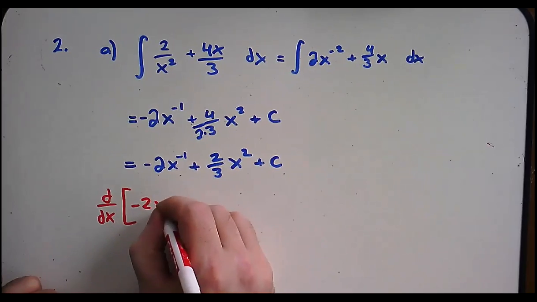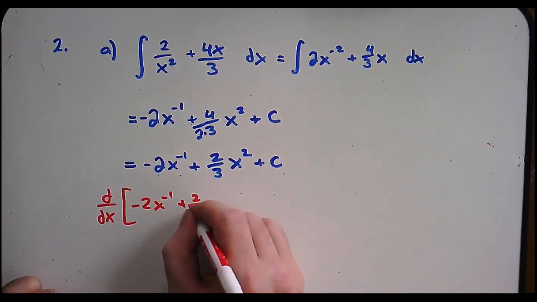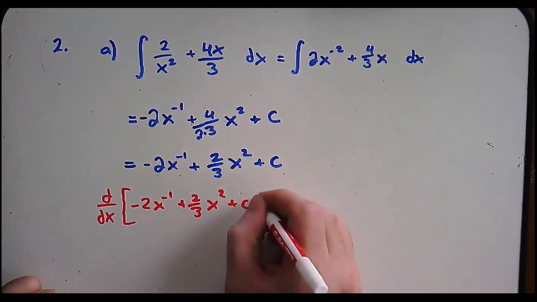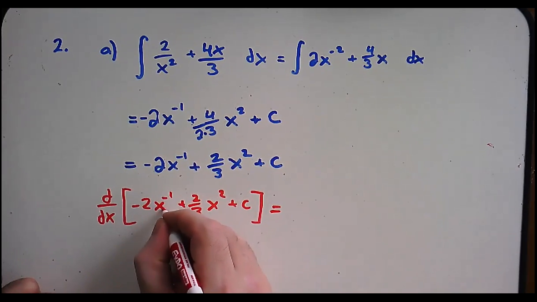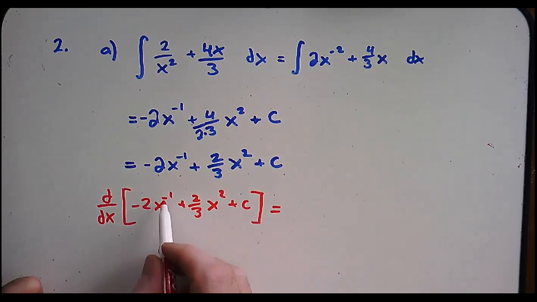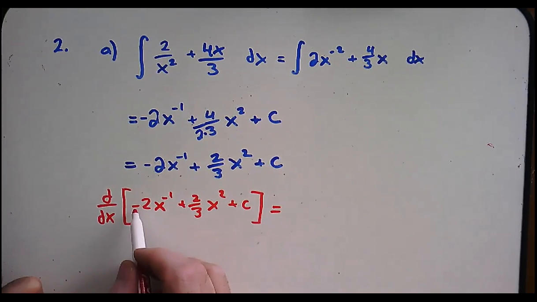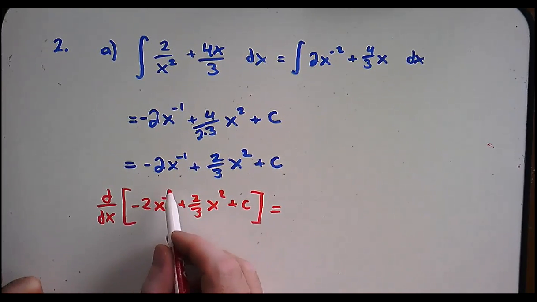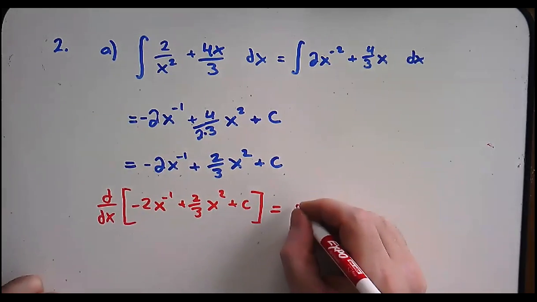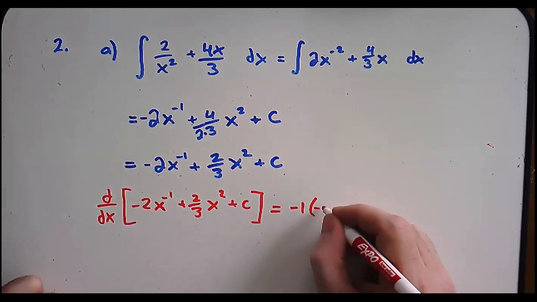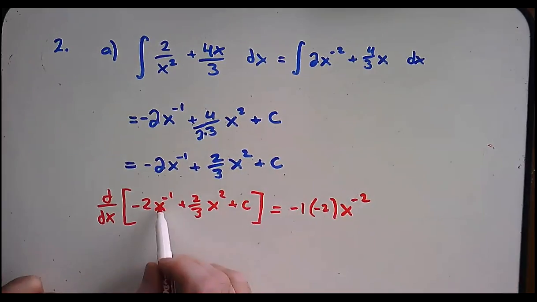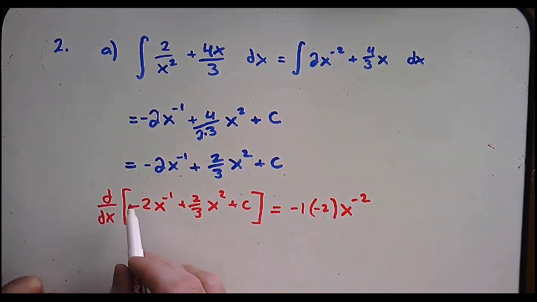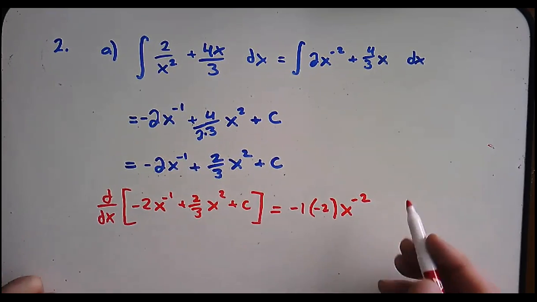So what is d/dx of negative 2x to the negative first plus 2/3 x squared plus c? Okay, well, the derivative of negative 2x to the negative first, switch my mind back into derivative mode. Derivative mode says take that exponent, put it out in front as a coefficient, and then we're going to decrease the power by 1. So that would give me negative 1 times negative 2 times x to the negative second power. So that negative 1 came out in front. We have a negative 1 times a negative 2, and x to the negative second.